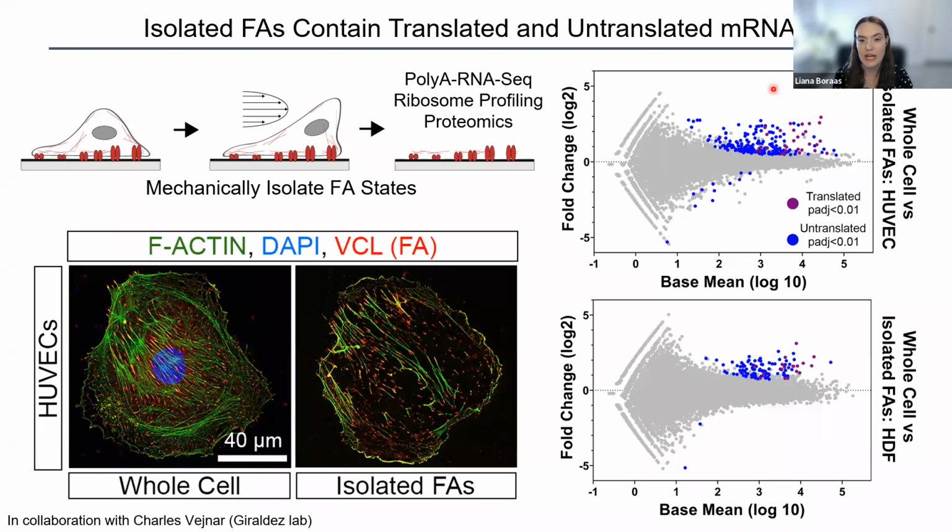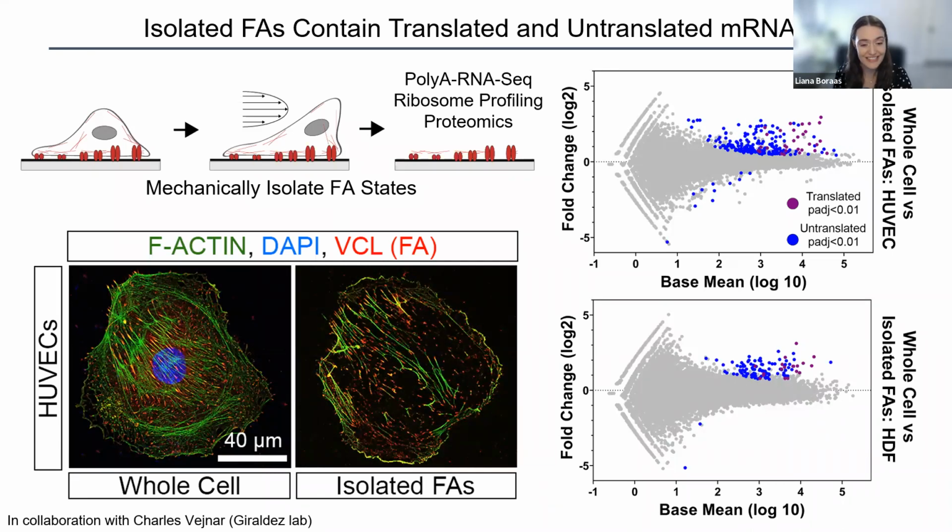And when we did this, we identified populations of mRNAs that were localized to the focal adhesions. And this was true for both cell types. We can then overlay the ribosome profiling and proteomics data to determine if those RNAs are translating. And what was extremely surprising to us is that actually the majority of these focal adhesion mRNAs were not translationally active. I think it was like 83 to 87% of the mRNAs were not translating.